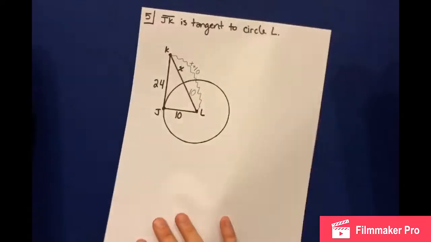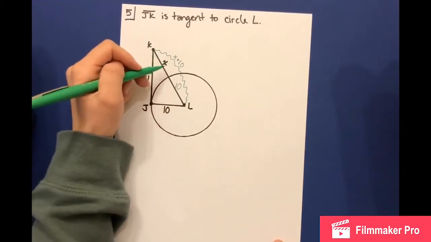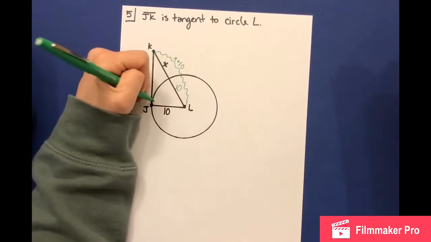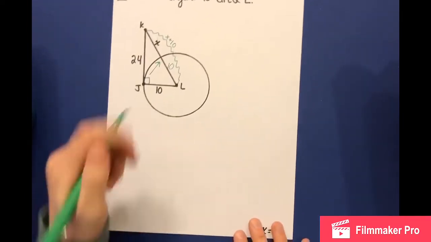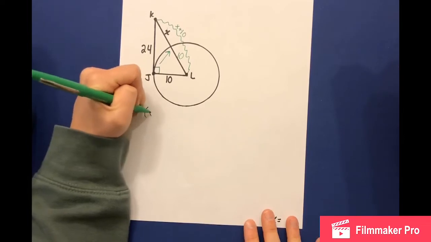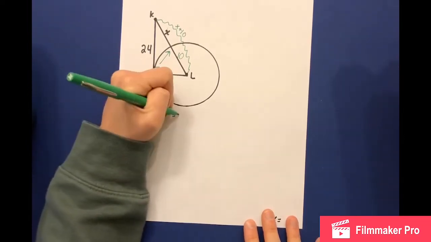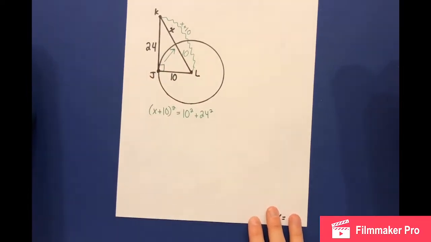I just want to show you the other way that we could solve this, saying if I left it as x plus 10, okay? So this one I'm going to be leaving it as x plus 10, and we're going to see what we can do with this. So this is my right angle. This is still my hypotenuse, so that's my c. So I'm going to say x plus 10 squared equals 10 squared plus 24 squared.